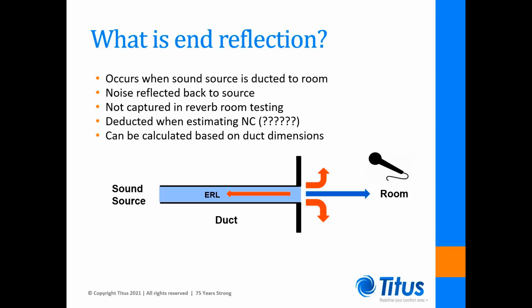So you might ask the question, if the sound isn't reaching the space being served, why do we care about it? Well, first of all, acousticians need to account for all of the sound energy in a system, not just a room. Also, as we'll see later, when estimating room sound levels, there's actually a deduction being taken for ERL. So until this change took place, we have been deducting something that was never being measured in the first place. You might call that double dipping.